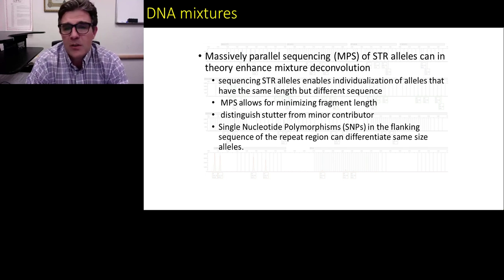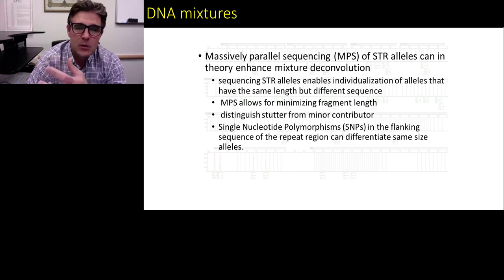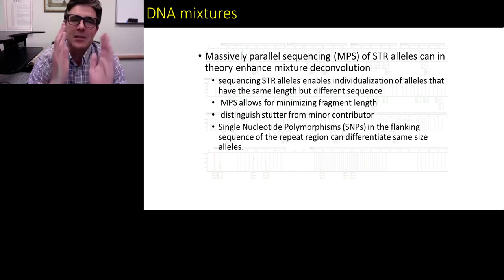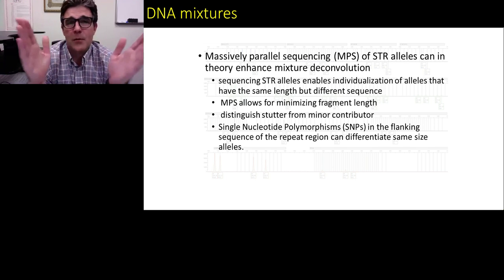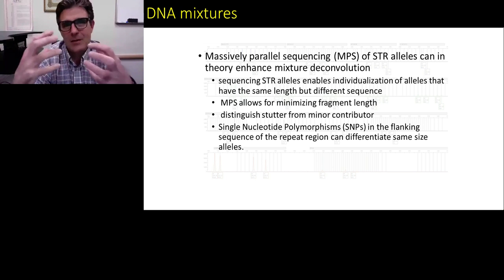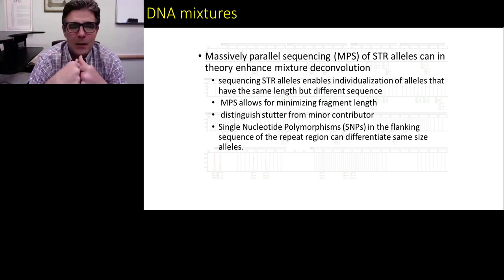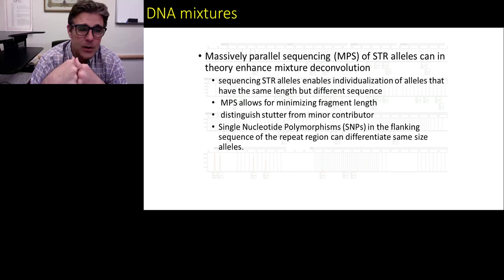Massively parallel sequencing of STRs, or short tandem repeats, can increase the ability to deconvolute mixtures. The fact that we can sequence STR alleles can enable the individualization of some alleles that have the same size but different sequences. It can also allow us to minimize fragment length, so we can increase the sensitivity of the assay when the DNA is degraded.